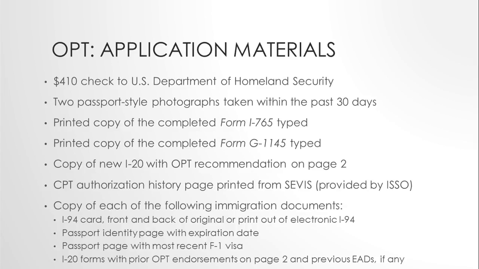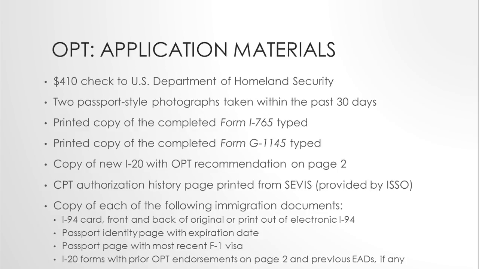And then this is what an application looks like for a student when they do want to apply for OPT. There is a fee of $410 that all students must pay to be able to apply. Then they need to get a couple of passport photos taken within the past 30 days because they're going to receive a card that has their photo on it. There are two governmental forms. One is called the I-765, and this is the actual application piece for applying for OPT. The second one, the G-1145, is a document that provides students with electronic updates about their application.